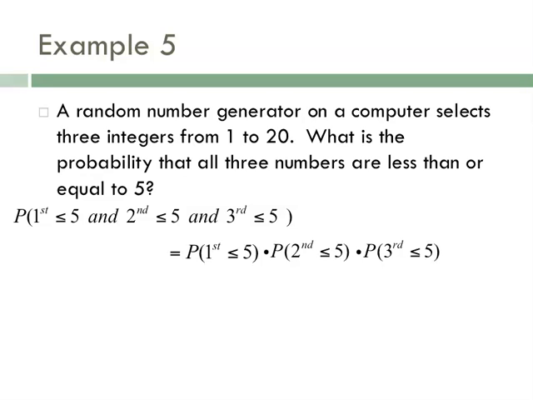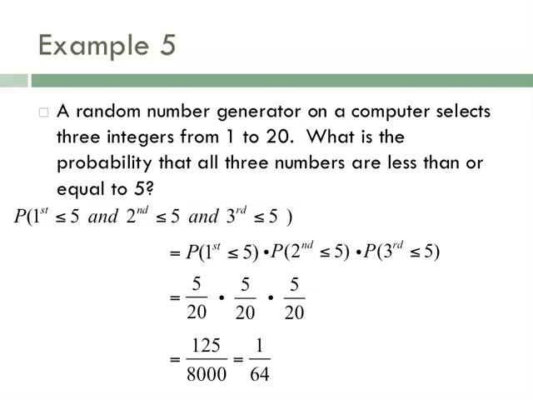So what's the probability that the first number is less than or equal to 5? Well, from 1 to 20, 1, 2, 3, 4, and 5 would all be less than or equal to 5 out of what? Out of 20 numbers. So 5 out of 20. Second number is less than or equal to 5, same thing, 5 out of 20. And then you multiply those together, we get 125 over 8,000, and simplify that, that's equal to 1 over 64. So what's the probability that all three numbers are less than or equal to 5? 1 in 64 chance.